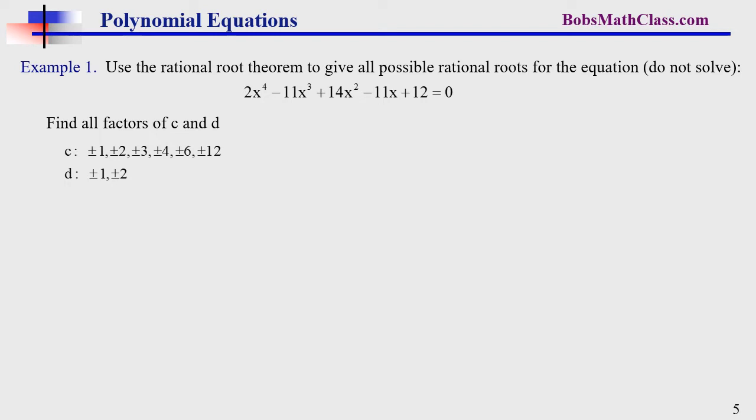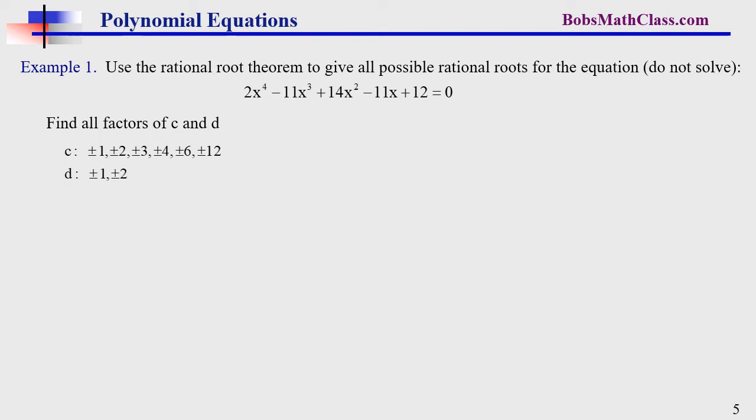Okay, so now we're going to make a list for C over D. So D is in the denominator. So all those numbers, 1, 2, 3, 4, 6, and 12, you're going to put them all over 1, one at a time. So if you put 1 over 1, what do you get? 1. 2 over 1, 2. 3 over 1, 3. So it's the same numbers.